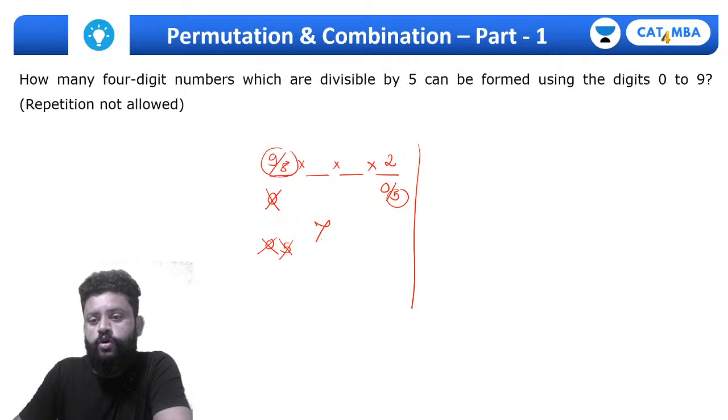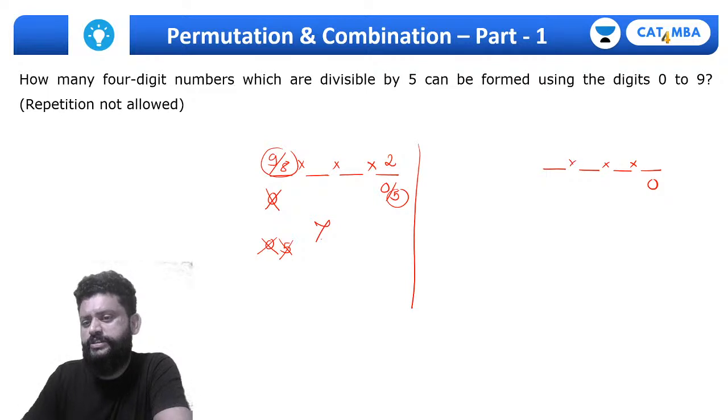Okay, so what I'll do, the numbers ending with 0, the numbers ending with 0 means the last digit of a number has to be 0. It is one choice only, and for the first place it cannot be 0, so we do have 9 choices.